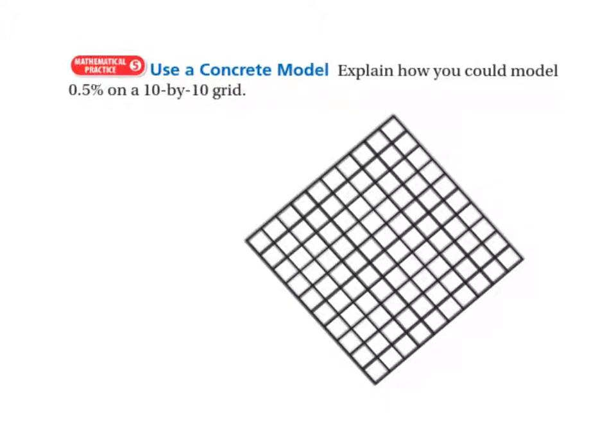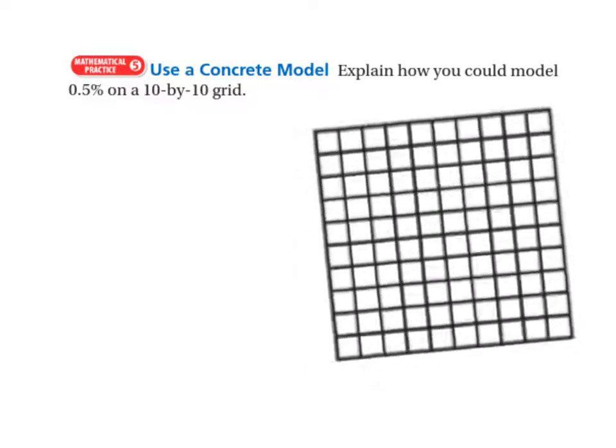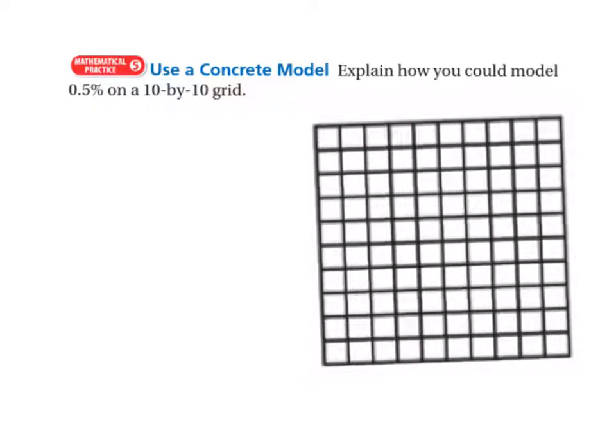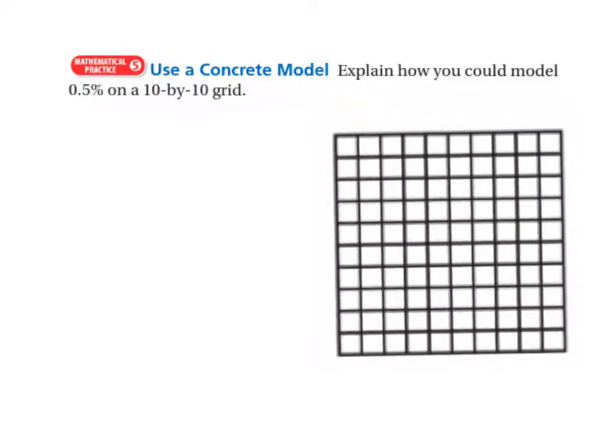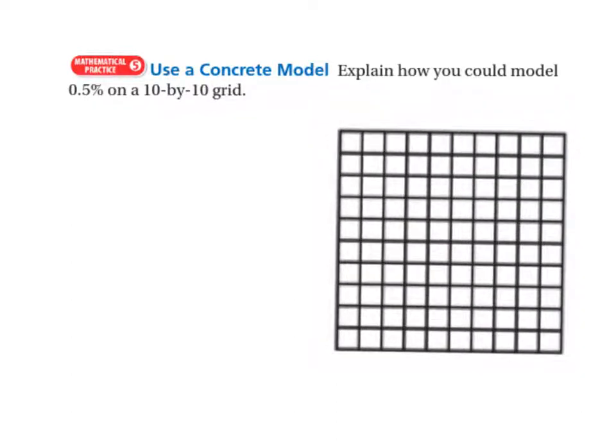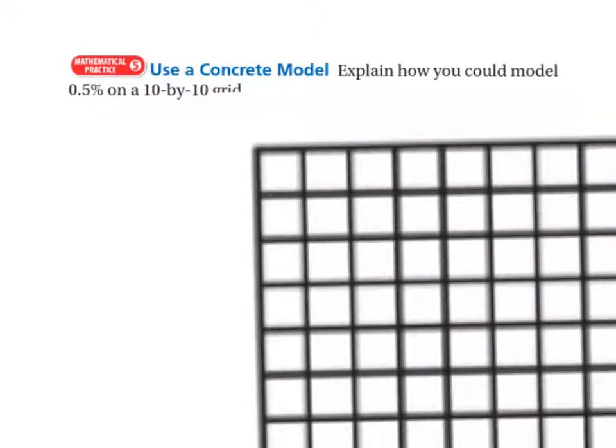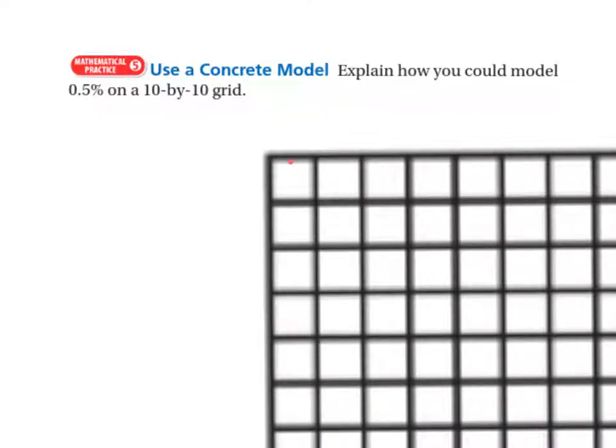Okay, we have a couple more problems. Okay, explain how you could model 0.5% on my 10 by 10 grid. Go ahead and write your answer. So to model half of a percentage, we would need half of a 1% box. So if I zoom this in really big, 0.5% would just be half of 1%. So it would be a very, very tiny amount. Very, very small amount because it's only half of 1%.